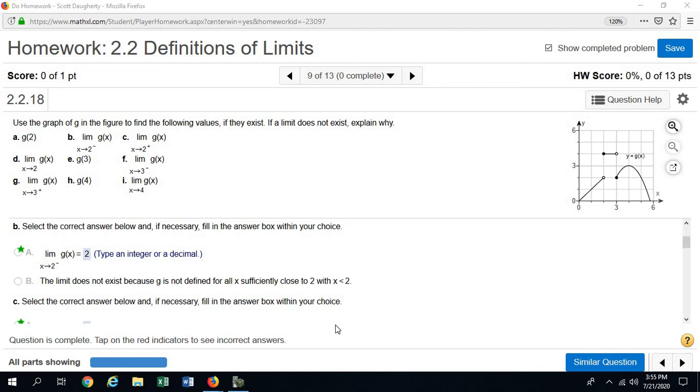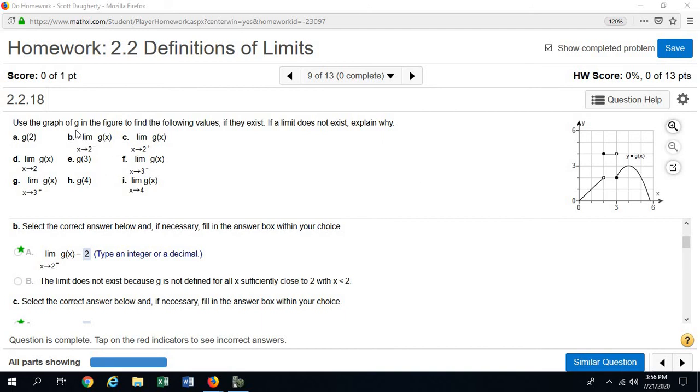Hello again. In this video, I'm going to go over this homework problem from 2.2. So I'm just going to read through the problem and show you how you can work it out. It says, use the graph of g and the figure to find the following values if they exist. If a limit does not exist, explain why.